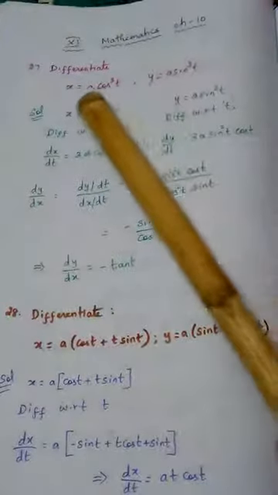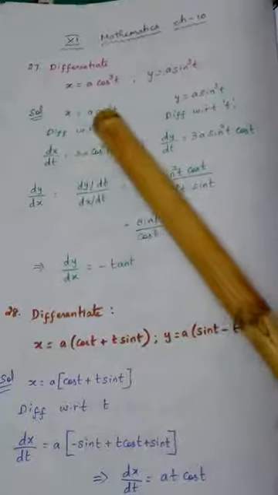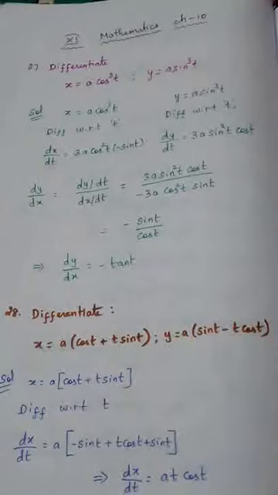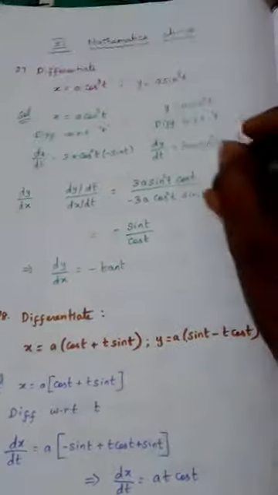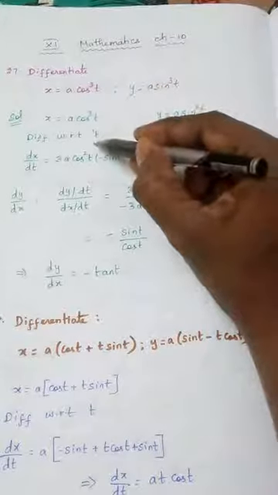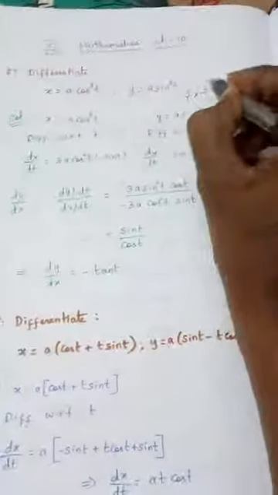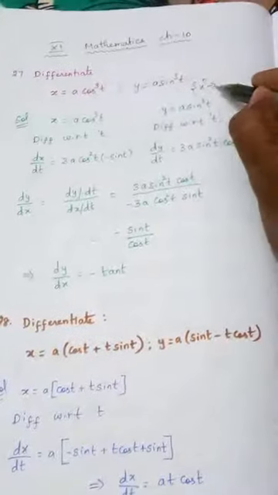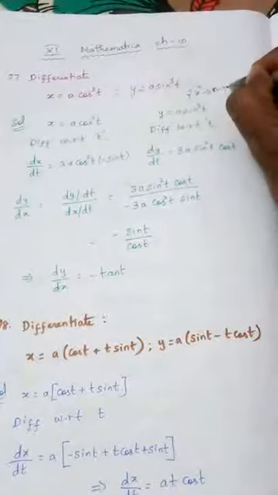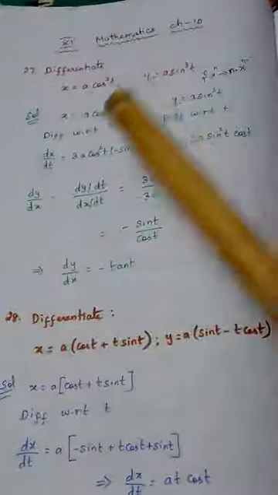And if you differentiate the right hand side, a is constant, so a will remain. Cos cube t, we should use the x power n formula. What is the x power n formula? I'll write in the rough column. If you differentiate x power n, the answer is n into x to the power of n minus 1, the power comes to the front. This is the formula, so using this formula we are differentiating this.